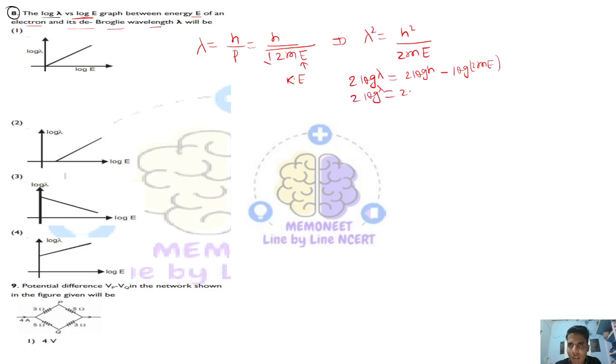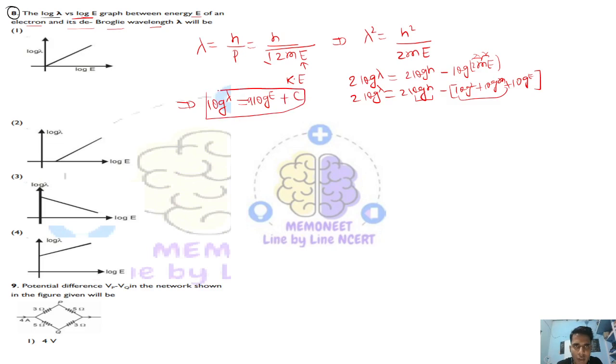Log lambda 2 log h minus, you can use the product rule, log a into b into c, log a plus log b plus log c. It's log 2 plus log m plus log e, and you know these all are constants, so simply you can get the equation log lambda is equal to log e plus some coefficient plus some constant.